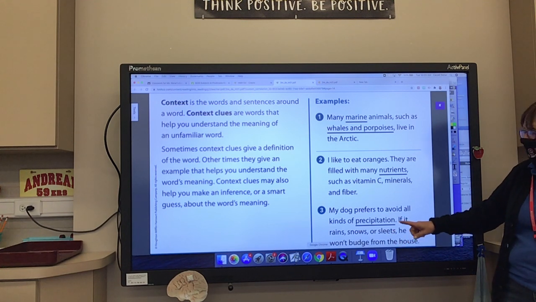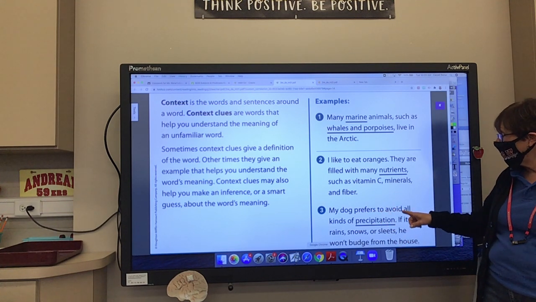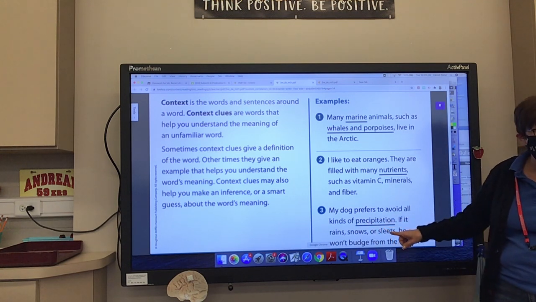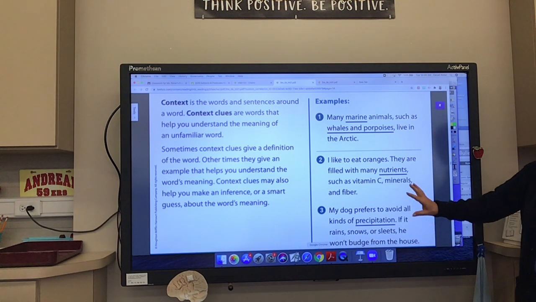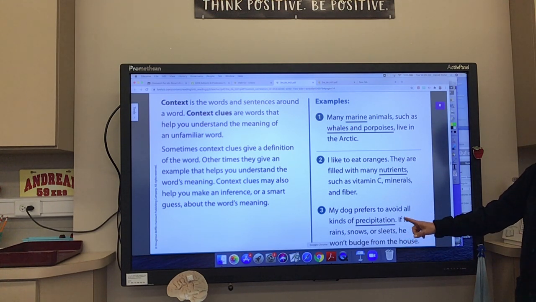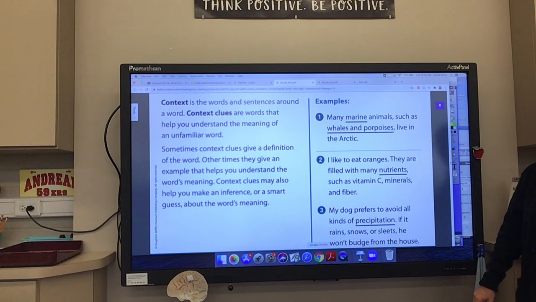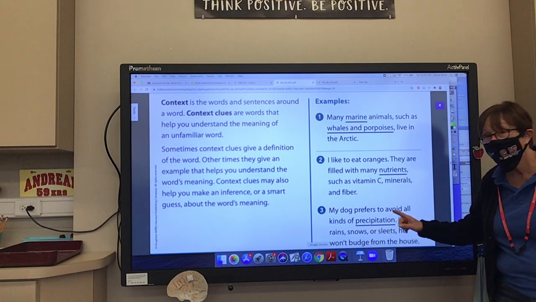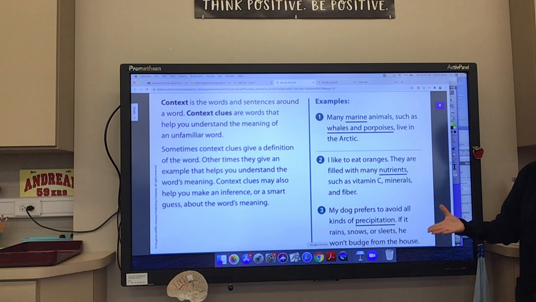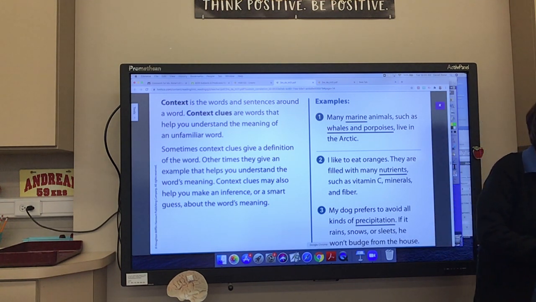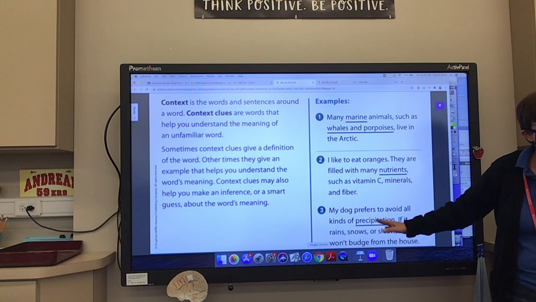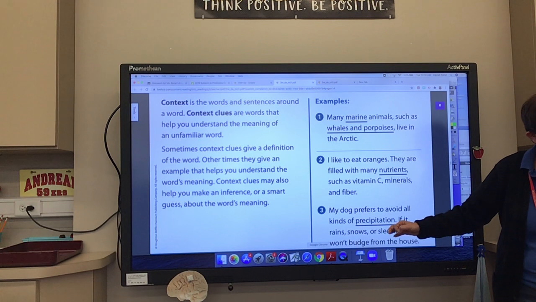Yes. It says here, my dog prefers to avoid all kinds of precipitation. If it rains, snows, or sleets, he won't budge from the house. Are there any clue words in this sentence that tell me what precipitation is? Rain, snow, or sleet. So now I know what precipitation is. Forms of precipitation are rain, snow, or sleet. That is precipitation, boys and girls. Rain, snow, or sleet. Precipitation.